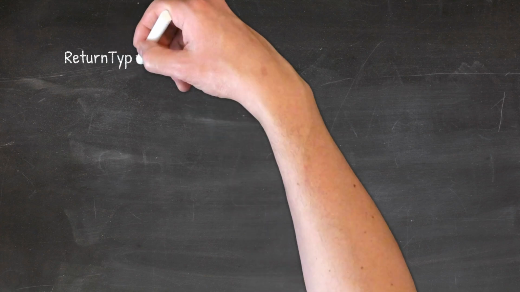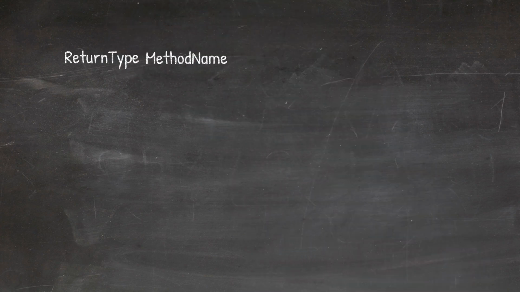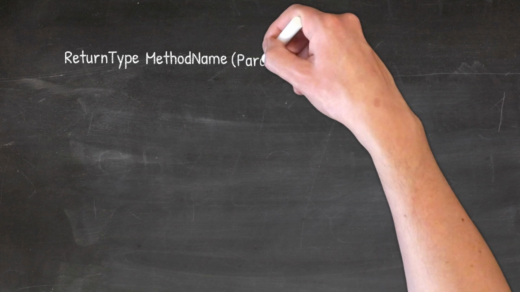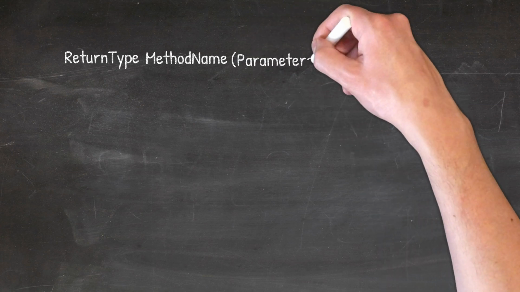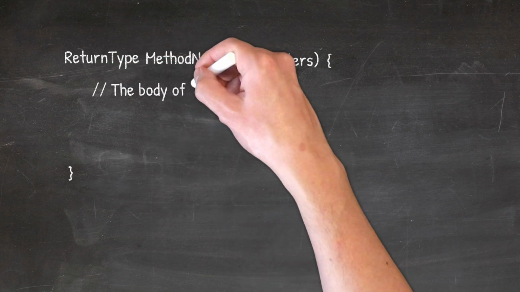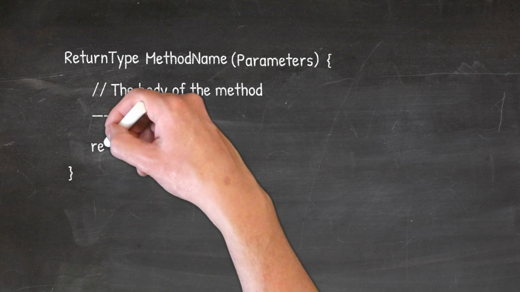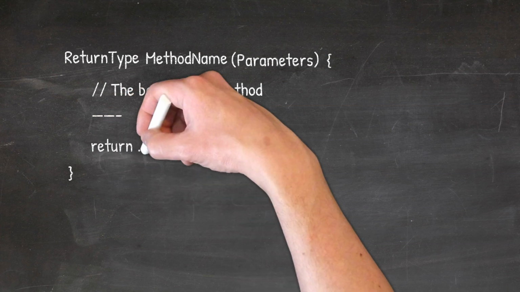A method is written with a header. The header has the following format. At first we write a return type, then we write the method name. Then in parentheses we provide parameters. In curly braces we provide the body of the method where the actual code is written. At the end of the code we generally write a return statement.